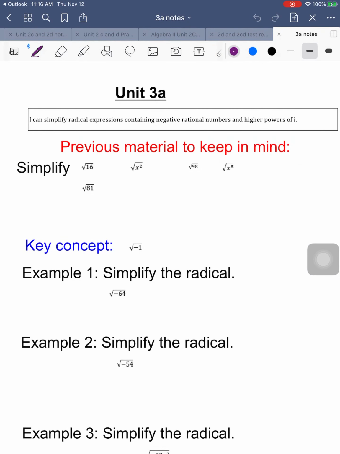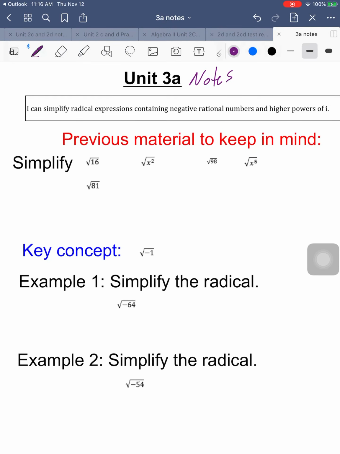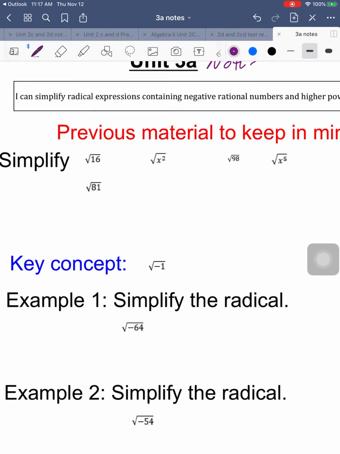Okay, this is 3A notes. So simplifying radical expressions is the first part, containing negative rational numbers. And then we're doing higher powers of i also. So there's two different parts to this. The first thing is previous material that you've learned in the past, probably Algebra 1. Just keep this in mind, we're doing the same type of stuff.